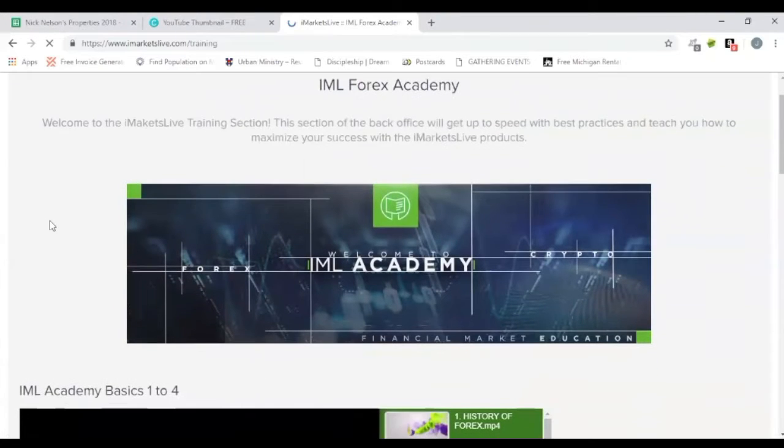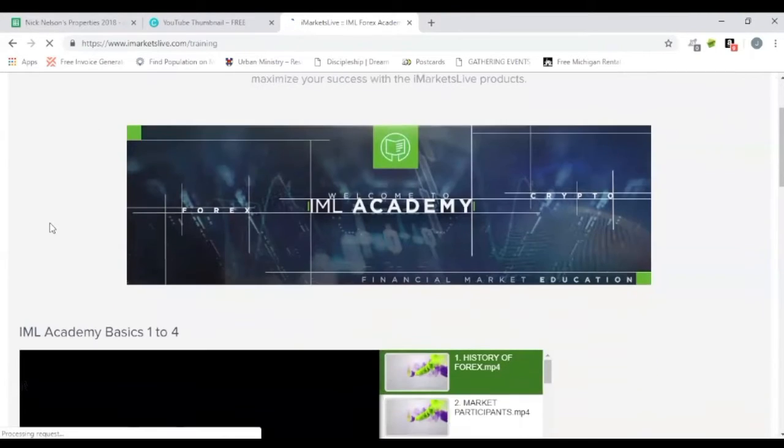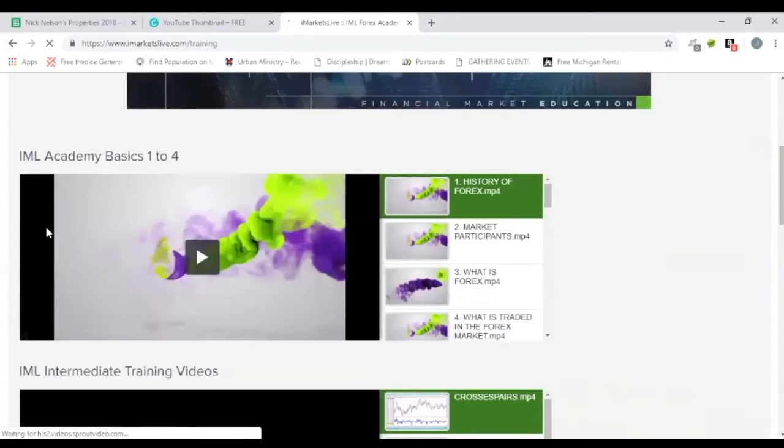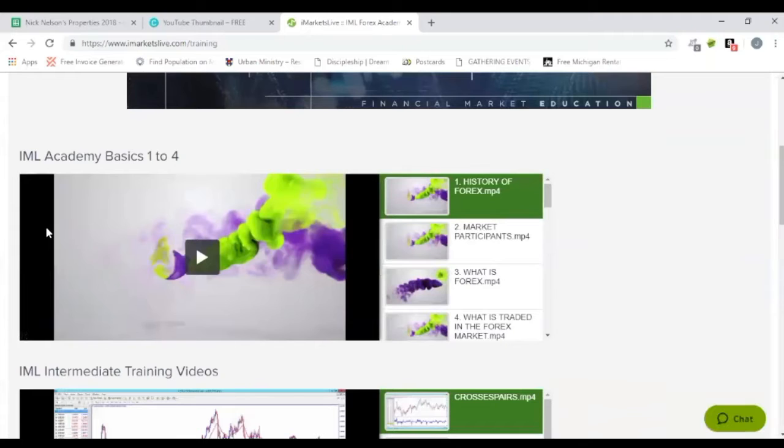This is the section of your back office where you're going to do your training. You can do this on a laptop, on your phone, on the corporate app, or on an iPad, whatever is the best way for you. Here's what it's broken down into: sections, starting with IML Academy Basics 1 to 4.